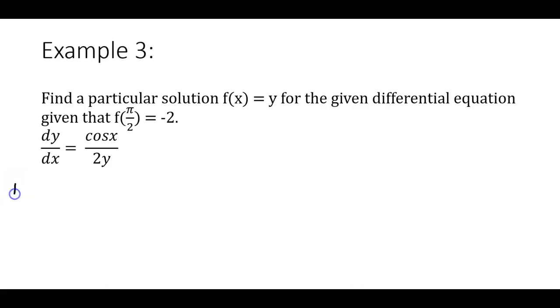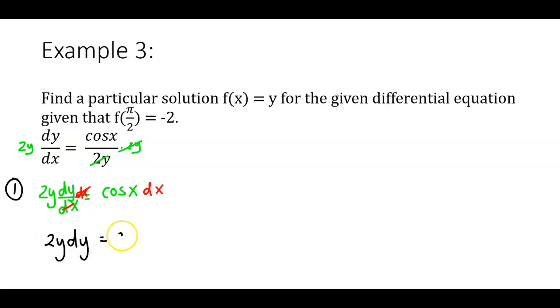So step 1 is to separate our variables. So I'm going to multiply both sides by 2y. Next, I'm going to multiply both sides by dx. And that gives me 2y dy is equal to cosine x dx. All right. Now the next thing we're going to do is step 2, we're going to integrate both sides.